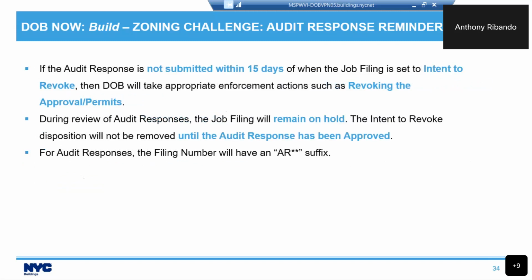Okay, if the audit response is not submitted within 15 days of when the job filing is set to intent to revoke, then the DOB will take the appropriate enforcement actions such as revoking the approval or permits. During the review of the audit response, the job filing will remain on hold. The intent to revoke disposition will not be removed until after the audit response has been approved. And for audit responses, the filing number will have an AR suffix for audit response appended to them.